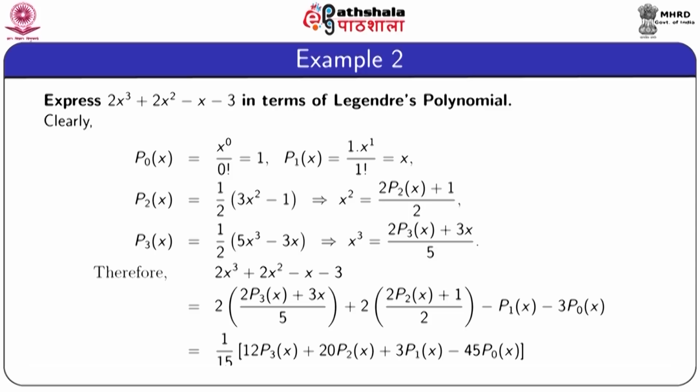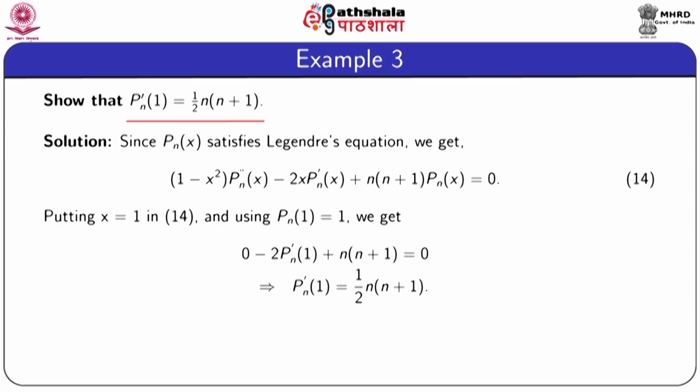Example 3: we have to show that P'n(1) is equal to half n(n + 1). Now, Pn(x) is a solution of Legendre's equation, and hence it is going to satisfy Legendre's equation. In Legendre's equation, we replace the variable y with Pn(x), and you get this expression 14. Now, you put x equal to 1 in this expression. If you do that, the first term vanishes, and then you put x equal to 1 here, here, and here. Using the result that Pn(1) is equal to 1, we get P'n(1) equal to half n(n + 1).